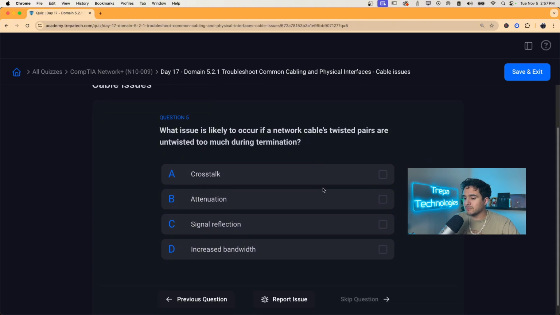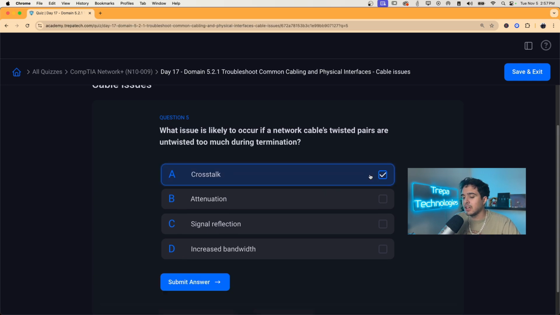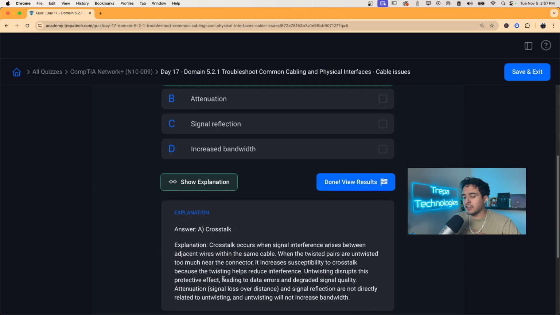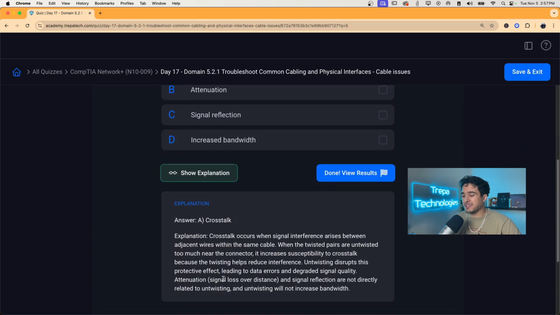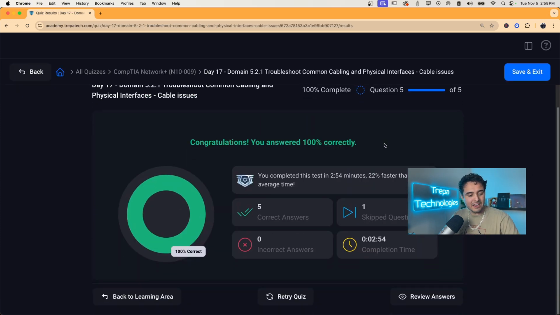And then last question, what issue is likely to occur if a network cable's twisted pairs are untwisted too much during termination? It's going to be crosstalk. So remember, crosstalk is going to be signal interference from other cables. So when they're not twisted, they're not tight like that, and our cables near the termination, we're going to get that crosstalk, potential crosstalk, okay? And all right, let's view our results.